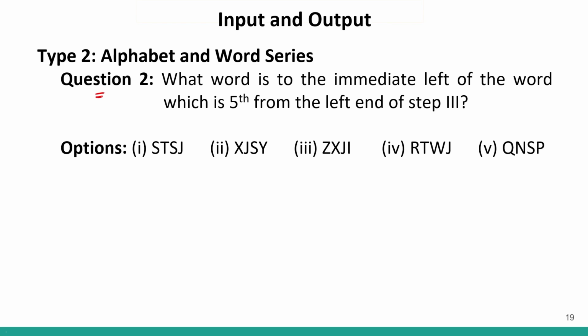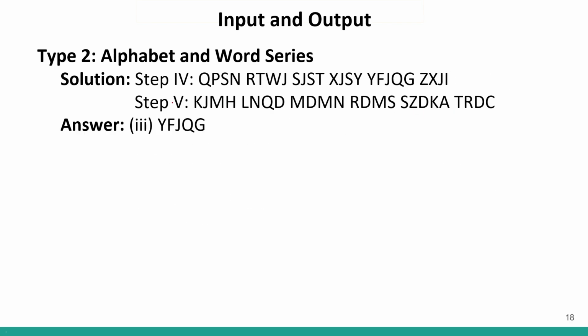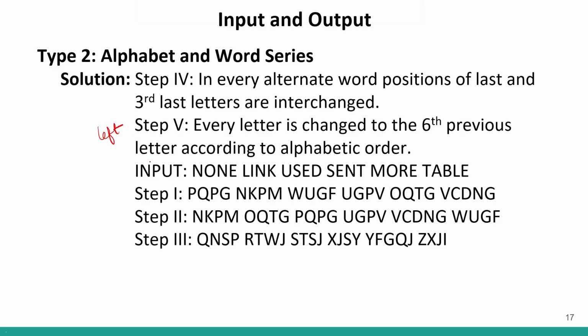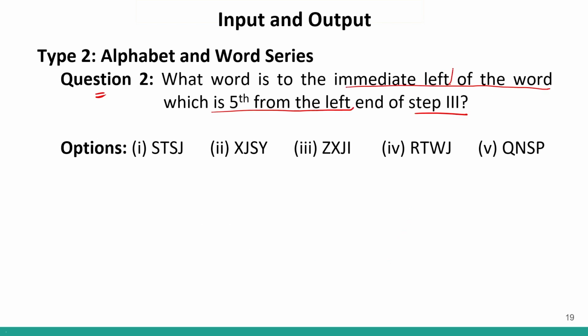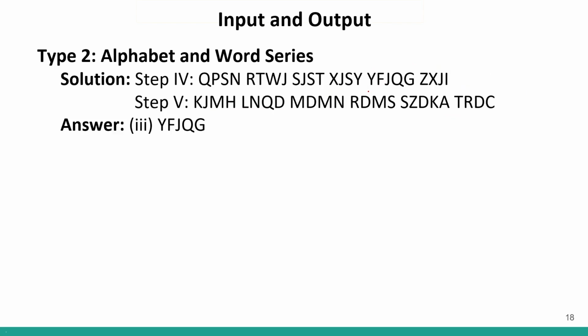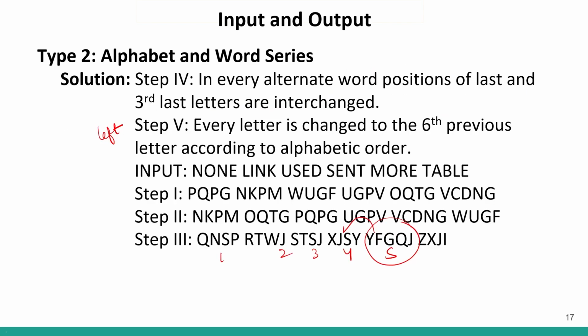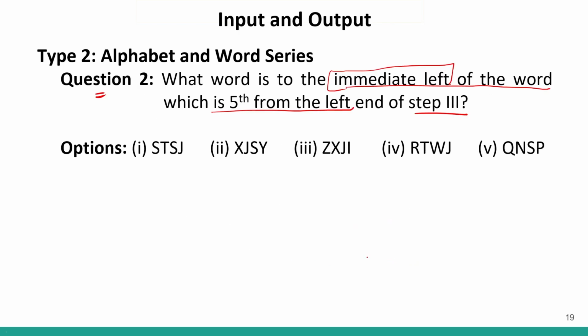Then question number 2 says, what word is to the immediate left of the word which is 5th from left in step 3? 5th from left. So this is your left, right? 5th from left in step 3. 1, 2, 3, 4, 5. We have this word. And we have to find which word? Immediate left. So immediate left will be this word, which is X, J, S, Y. Right? X, J, S, Y is given in option number 2. So this will be the word X, J, S, Y.